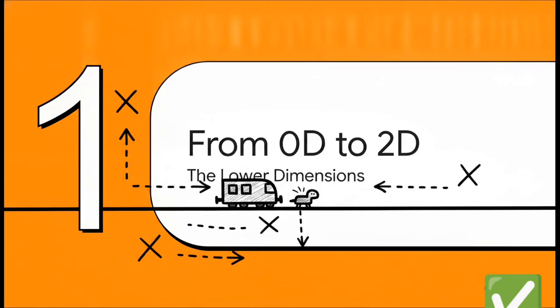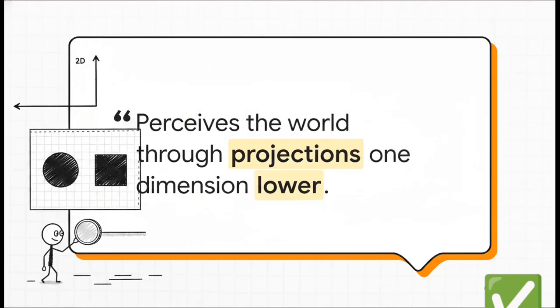Moving on to section 1, from 0 to 2 dimensions. Let's start climbing the ladder. First, we step up to the 1st dimension, where you're suddenly granted exactly 1 degree of freedom, length. You can move forward and you can move backward, but that's it. Imagine being a train stuck on a single, infinitely thin track. You can't step off. The concepts of up, down, left, or right simply do not exist in your vocabulary.